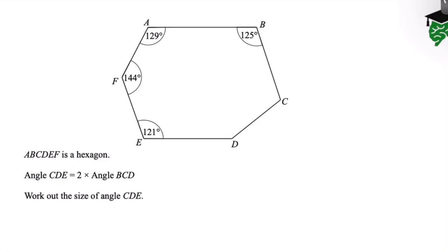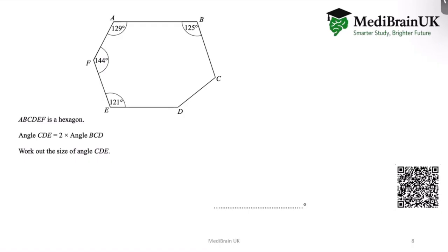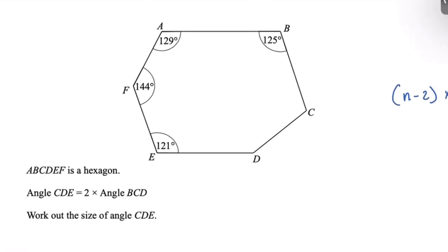We know it's a hexagon, and because we're given angles in a polygon, we're going to be using that formula, n minus 2 multiplied by 180 degrees. But what are we working out? Let's have a look at that first. It says angle CDE, and we're only going to focus on that middle letter, which is D, is 2 times angle BCD. What does that mean?